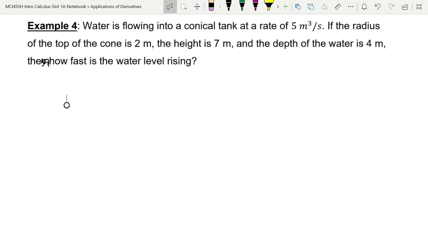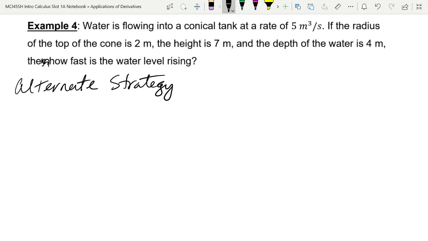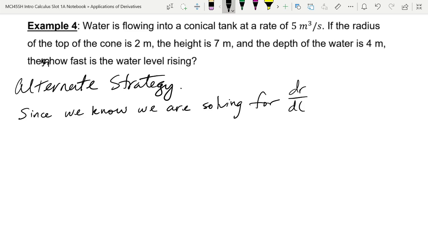Okay, so here's how we're going to do this. This time, I'll just call this alternate strategy. And it's not that much different a strategy, but I'll put it in words. Since we know we are solving for dr by dt, right? Oh, no, wait a minute. Sorry, that's not right. We're solving for dh by dt. That's better.